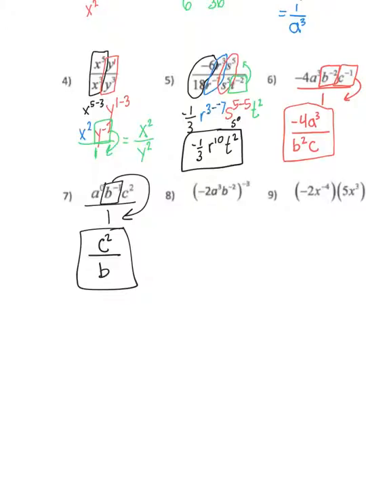Okay, number 8. We have our exponent outside the parentheses here. So we need to apply that exponent to each piece of my equation. So if I have a negative 2 to the negative 3, then I have a to the 3, and remember when I have an exponent to an exponent, I'm going to multiply my two numbers together, so I have 3 times negative 3. Then I have b to the negative 2 times negative 3. So I'm going to simplify this a little bit.